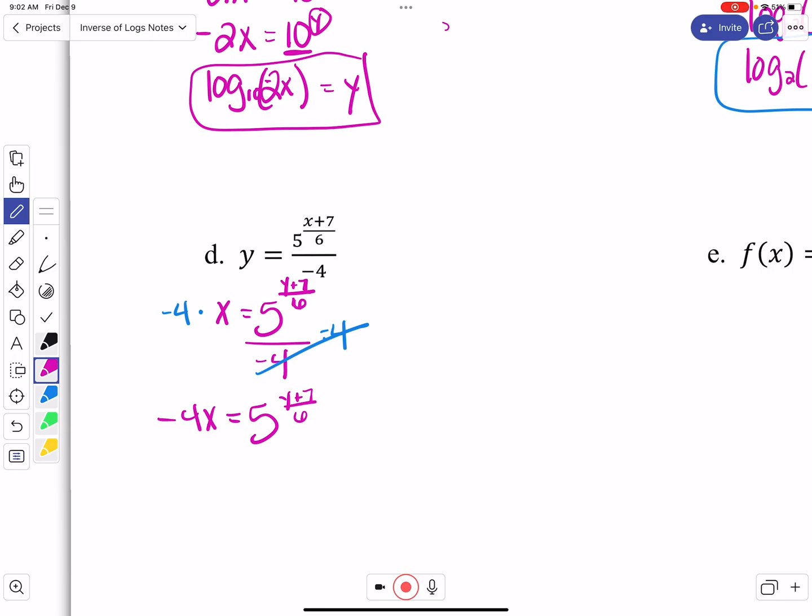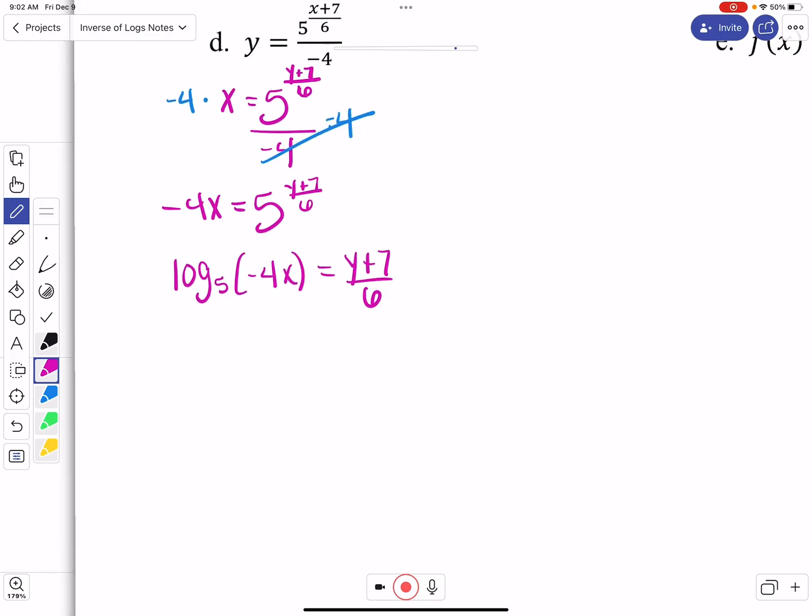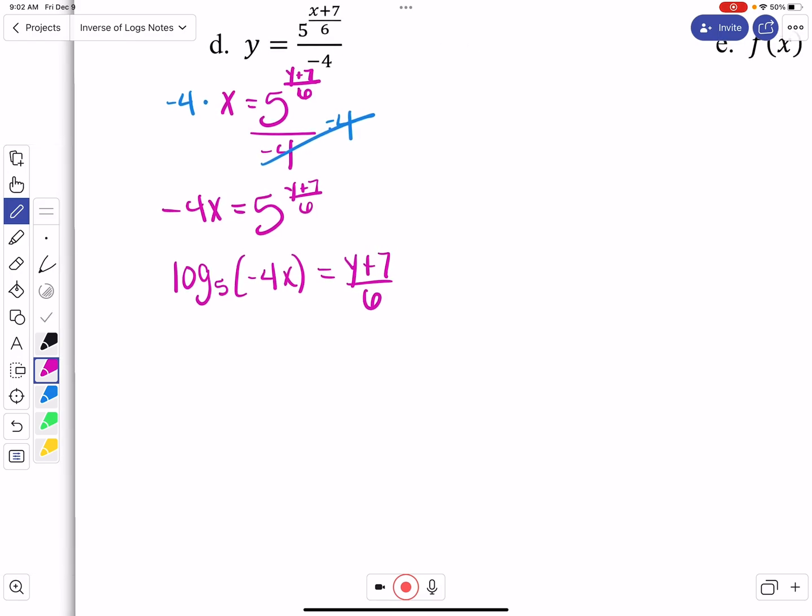Okay, so I've got that base 5 isolated, so I'm ready to go ahead and change it to a log. So I have log base 5, and then -4x equals that power of y plus 7 over 6. Now I want to get the y by itself. So I'm going to multiply by the 6. I'm just going to stick that out front.